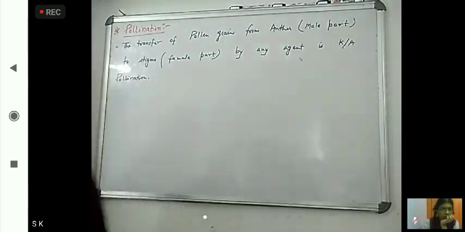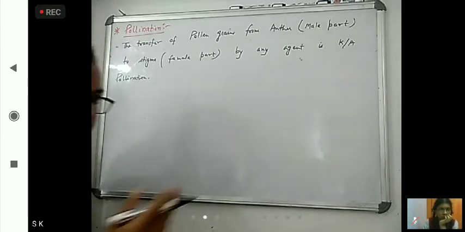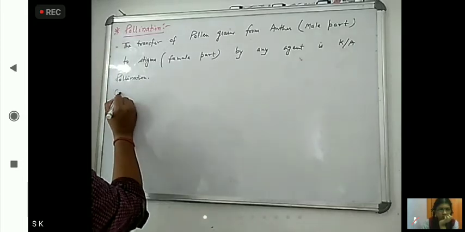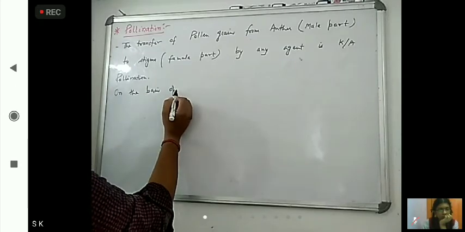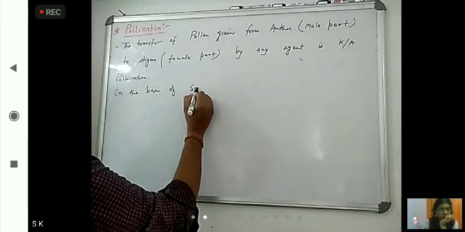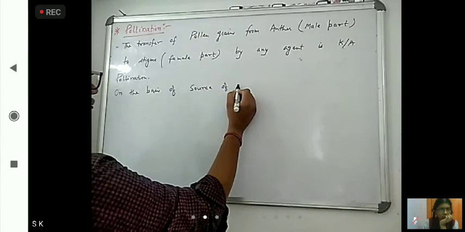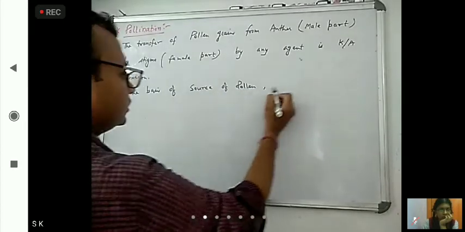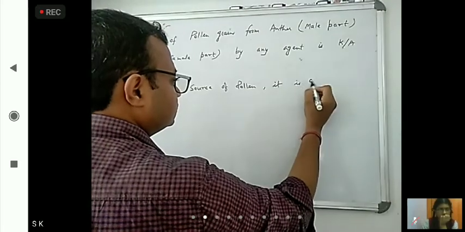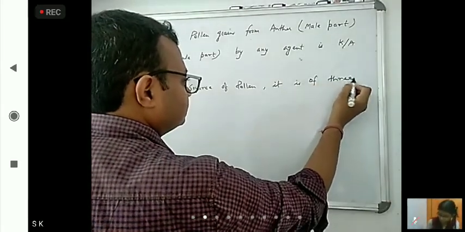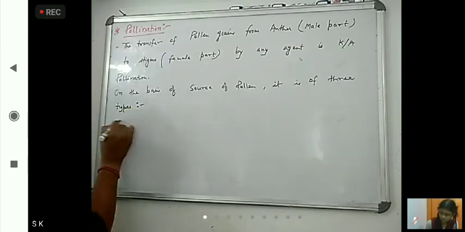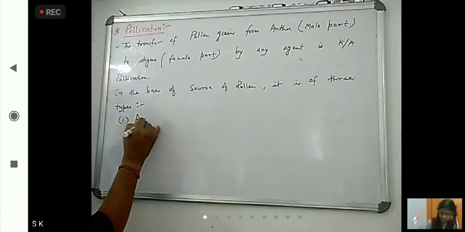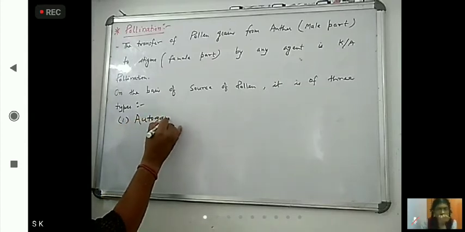So, number one type, on the basis of source of pollen, it is of three types. First one is autogamy.